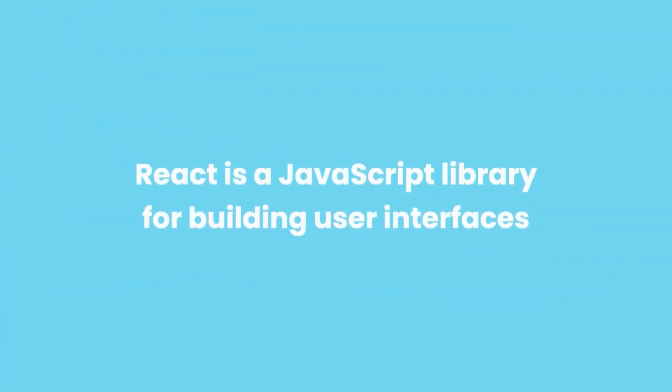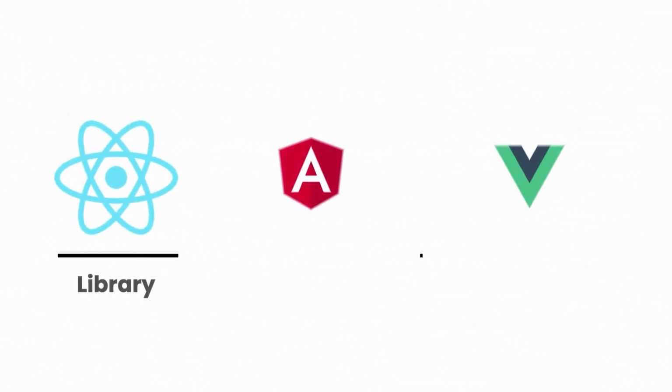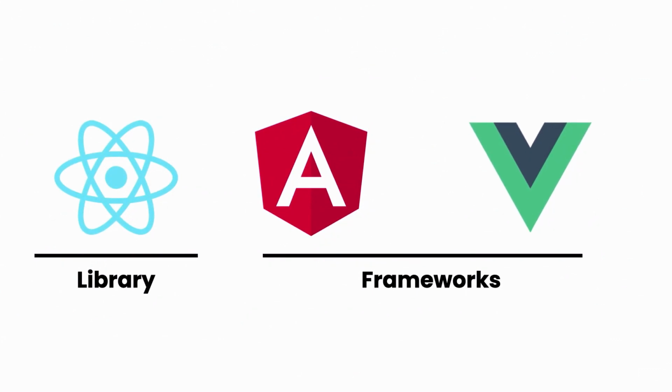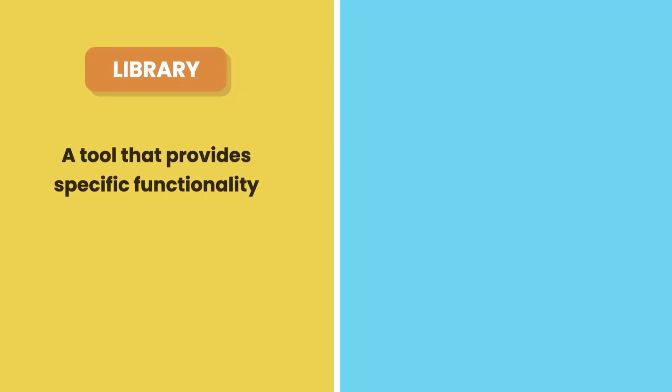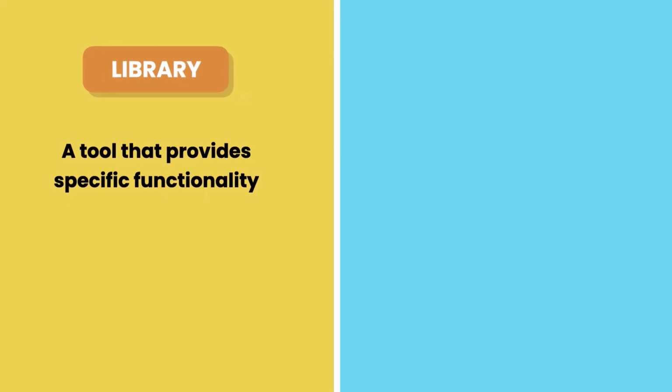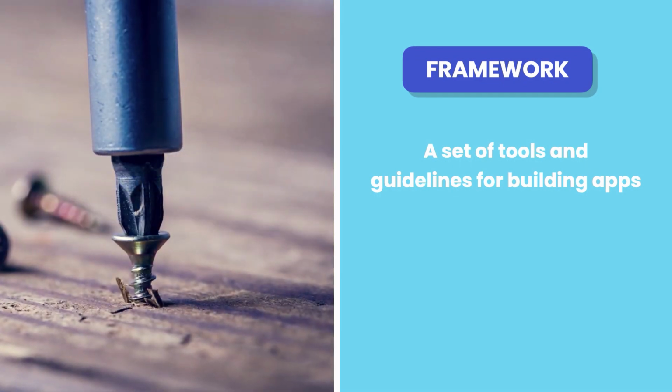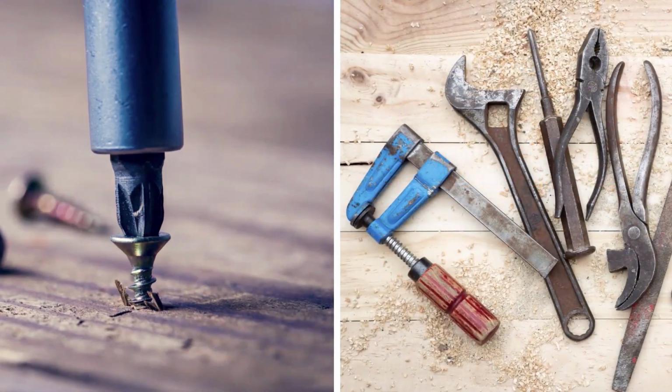So you have learned that React is a JavaScript library for creating user interfaces. In contrast to React, we have other tools like Angular and Vue, which are frameworks. But what is the difference between a library and a framework? A library is a tool that provides specific functionality, while a framework provides a set of tools and guidelines for building applications. So a library is like a tool, while a framework is like a tool set.